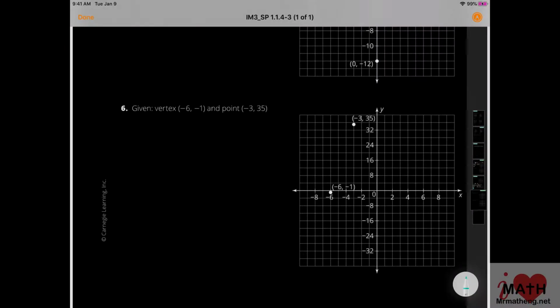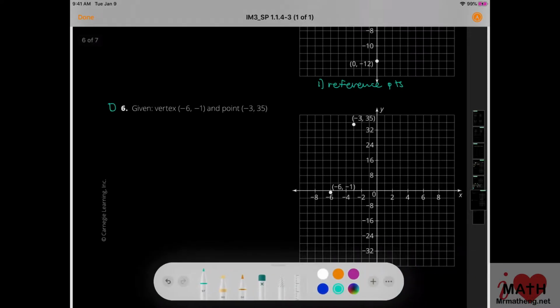All right, let's go over D6. Now again, we're going to try this one with reference points. And if you feel like this is too confusing, you can use the second option I have here, which is just using the old school equation. All right, let's talk about reference points.